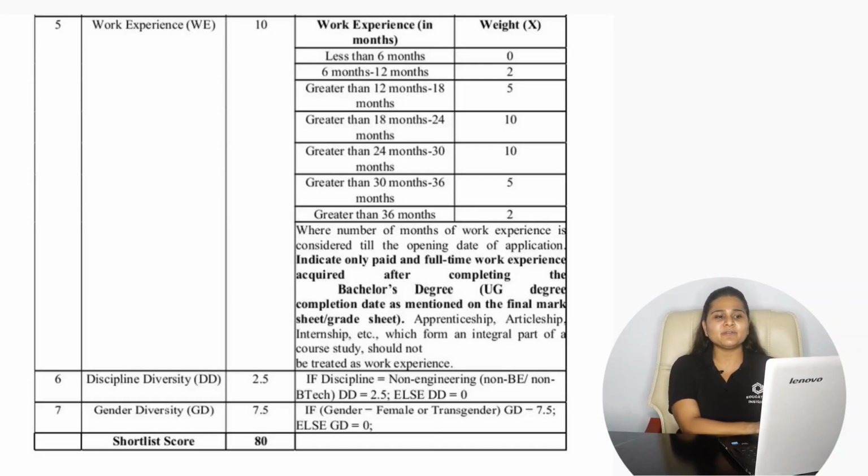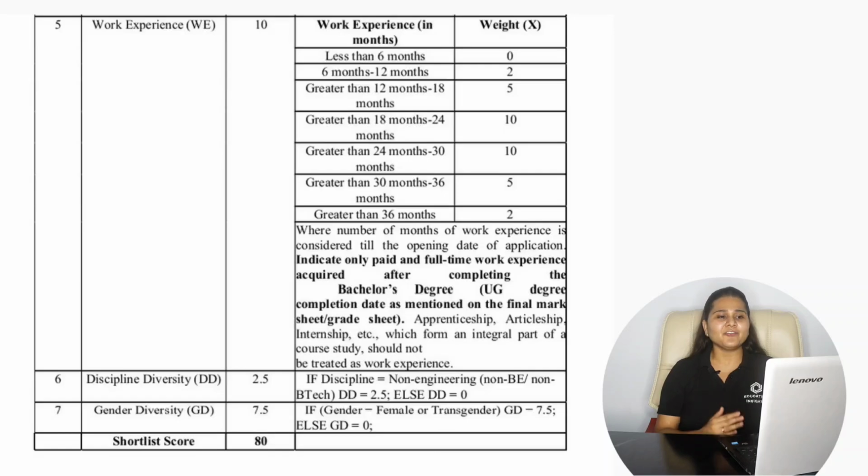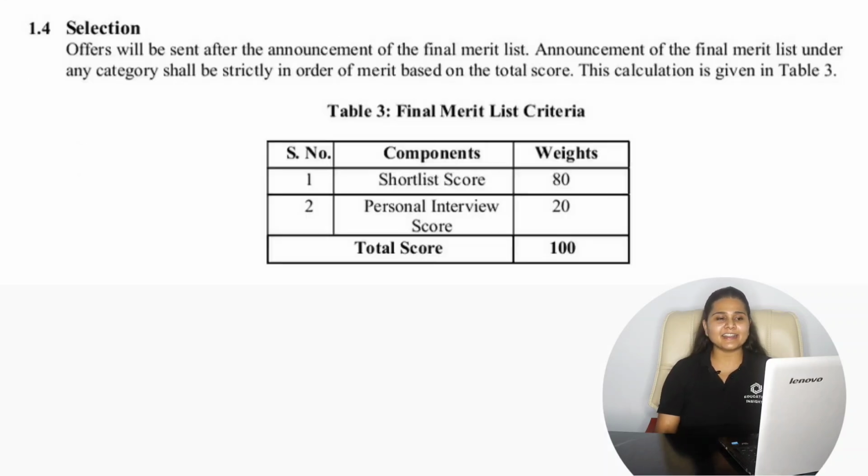Then there is 2.5% weightage given for discipline diversity and 7.5% weightage given for gender diversity. So the overall shortlist score is 80, and if we consider the final merit list criteria, 80 is already the shortlist score and 20% weightage is given for your personal interview score, and on this basis the overall score is calculated and then the candidates are shortlisted for the final list with the Indian Institute of Management Kashipur for the MBA in Analytics program.